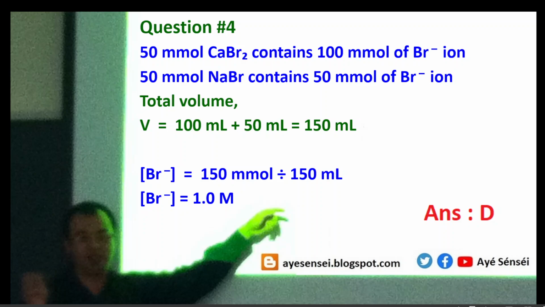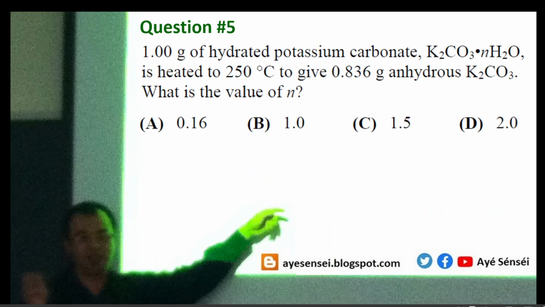So next we proceed to question 5. 1 gram of hydrated potassium carbonate is heated to 250 degrees Celsius to give 0.836 grams of anhydrous potassium carbonate. What is the value of n?